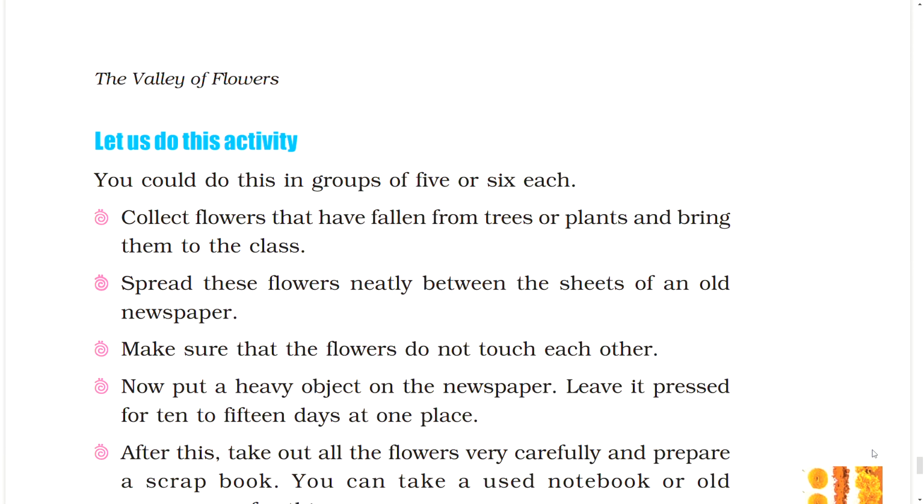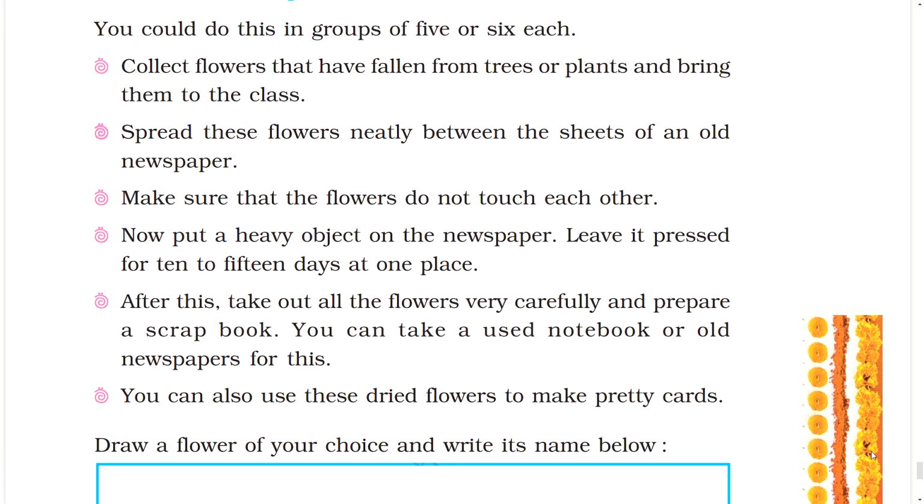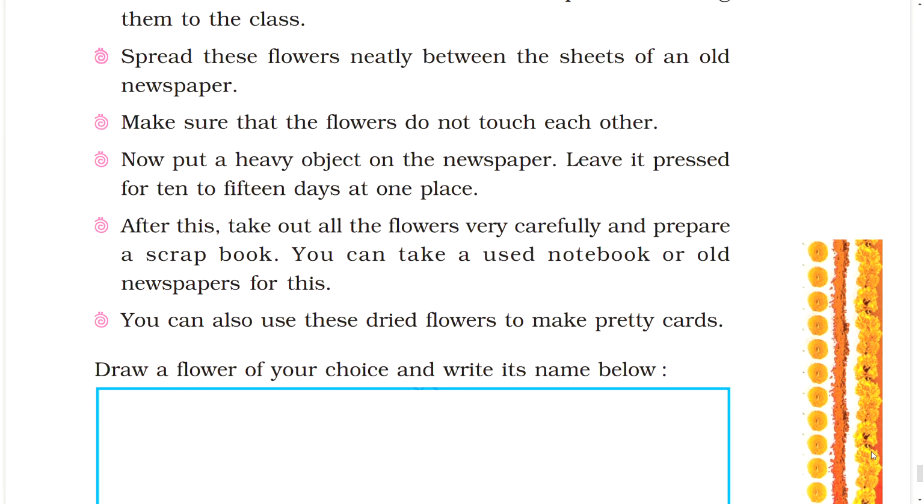Let us do this activity. You could do this in groups of 5 or 6 each. Collect flowers that have fallen from trees or plants and bring them to the class. Spread these flowers neatly between the sheets of an old newspaper. Make sure that the flowers do not touch each other. Now put a heavy object on the newspaper, leave it pressed for 10 to 15 days at one place. After this, take out all the flowers very carefully and prepare a scrapbook. You can take a used notebook or old newspapers for this. You can also use these dried flowers to make pretty cards.